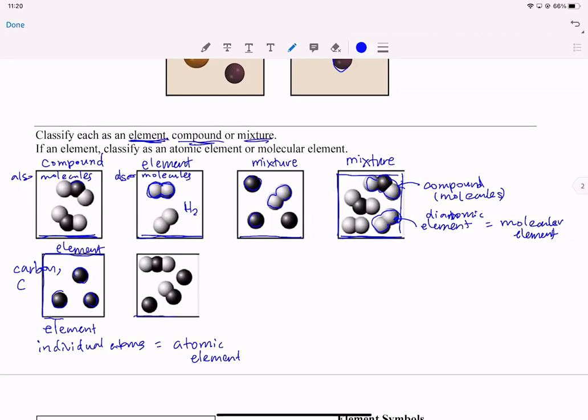And then this final box, you've got a bunch of different things here. You've got these individual carbon atoms, those black atoms. This is a compound when it's a black smushed together with a white. This is another compound that's a black with two whites. You have these individual, this is an element. So when you've got all of that thrown together and they're not all bonded together, then you're talking about a mixture.